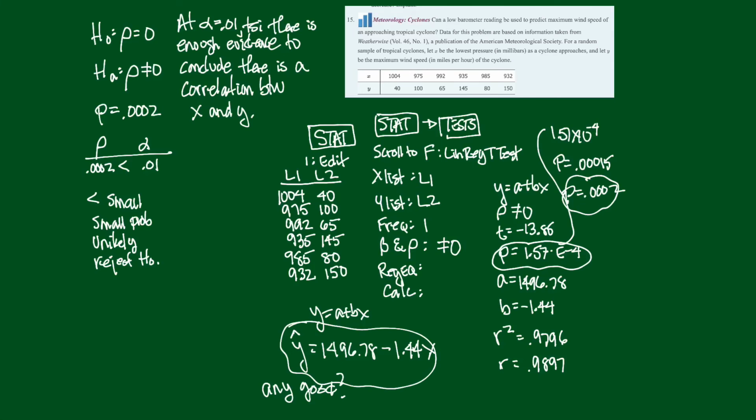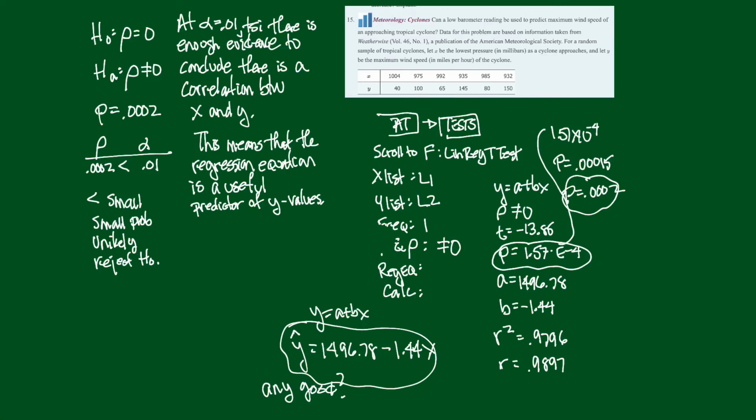So if I write up the conclusion, I would say at alpha equals 0.01, this sample indicates there is enough evidence to conclude that, well, what are we doing? We're rejecting this in favor of this. This says that there is a correlation. So I'm going to say there's enough evidence to conclude that there is a correlation between X and Y.